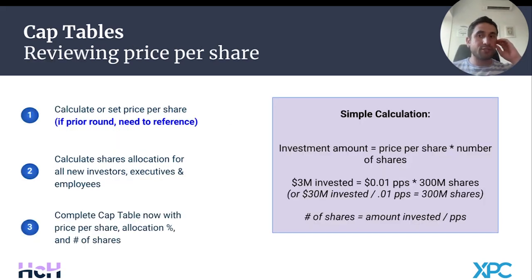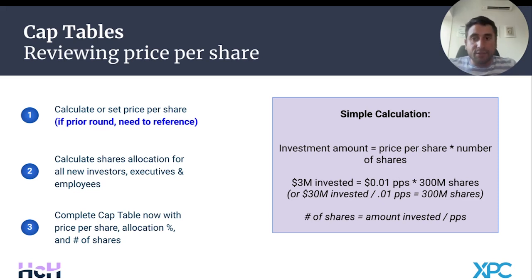So reviewing price per share, it's a simple calculation, right? Drill this into your head. Invest amount equals price per share times number of shares, or rearrange it. Number of shares equals amount invested divided by price per share, or you can also do price per share equals invested amount divided by number of shares, right?